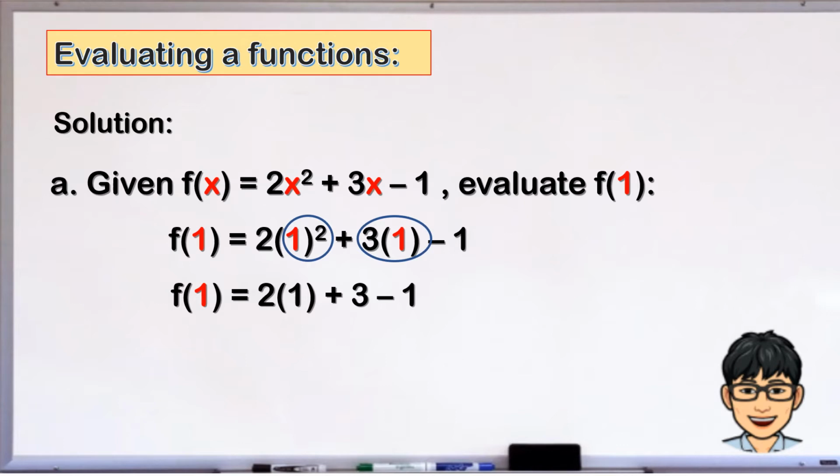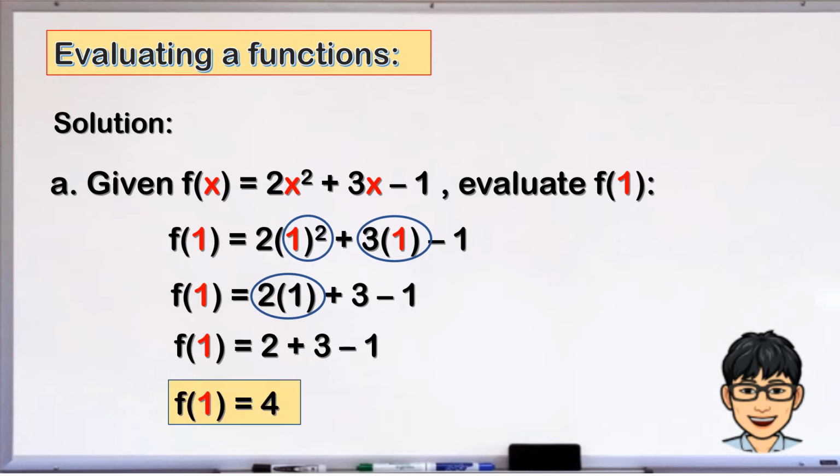Now let us get the product of 2 and 1, which is equal to 2. So we have f of 1 is equal to 2 plus 3 minus 1. And 2 plus 3 minus 1 is equal to 4. So we have f of 1 equals 4.